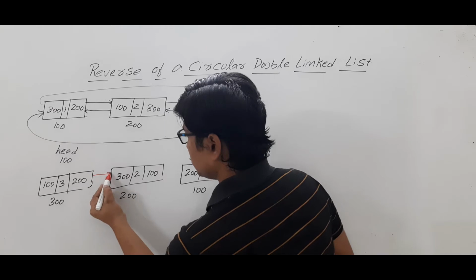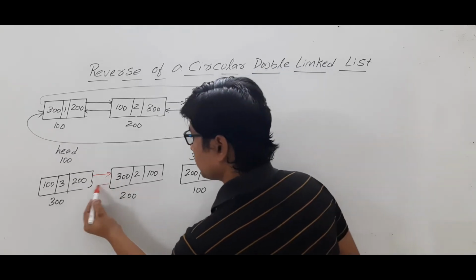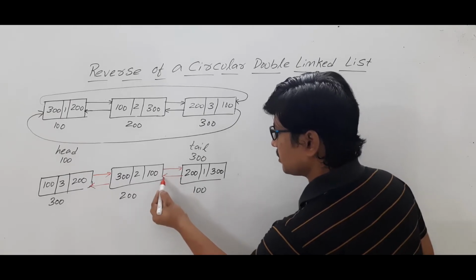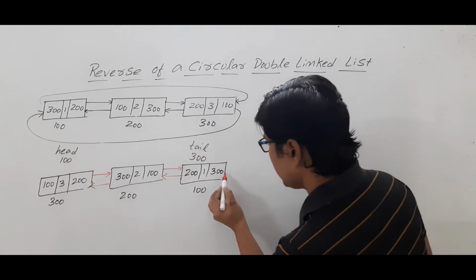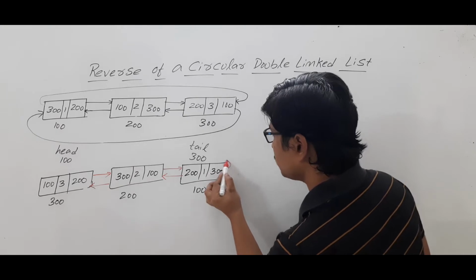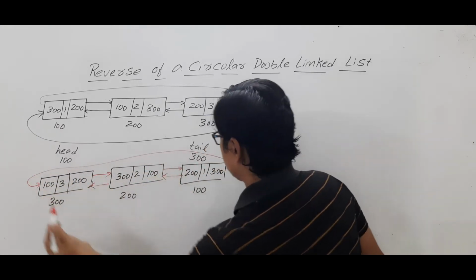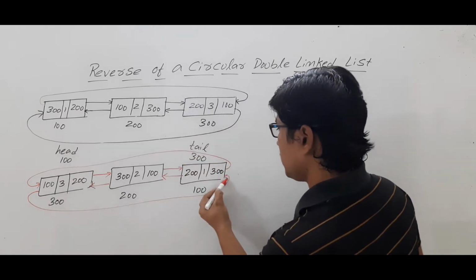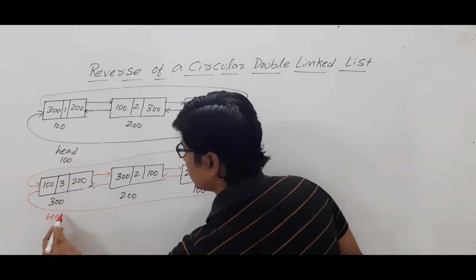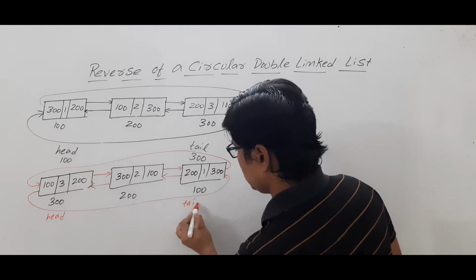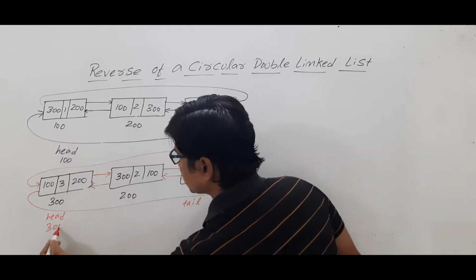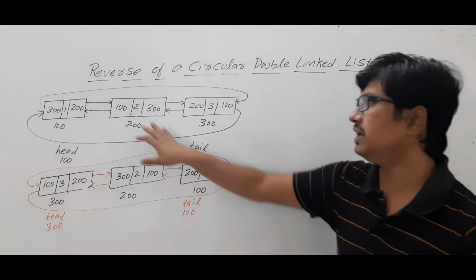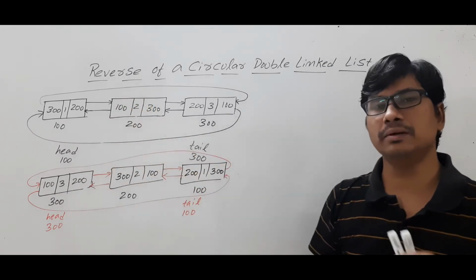The address of the next node is 200, so you have a connection. The address of the previous node is 300, you have a connection. The address of the next node is 100, the address of the previous node is 200, you have a connection. And if you look at this one, this node is connected to this one and this node is connected to this one, and you have head and tail now pointing to the first node and the last node respectively. This is the meaning of reverse of a given circular double linked list.